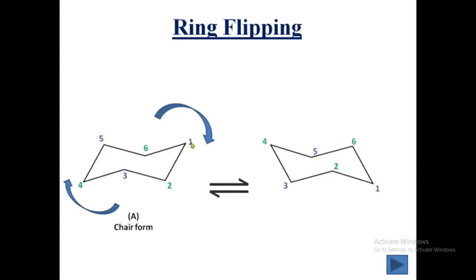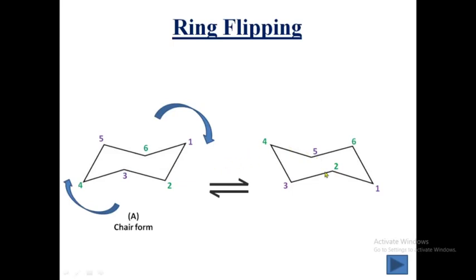Similarly, carbon numbers 1, 3, 5 that look upward are going down, and carbon numbers 2, 6, 4 that look downward now look to the upper side, 2, 4, 6. So that is one of the important things when ring flipping occurs.